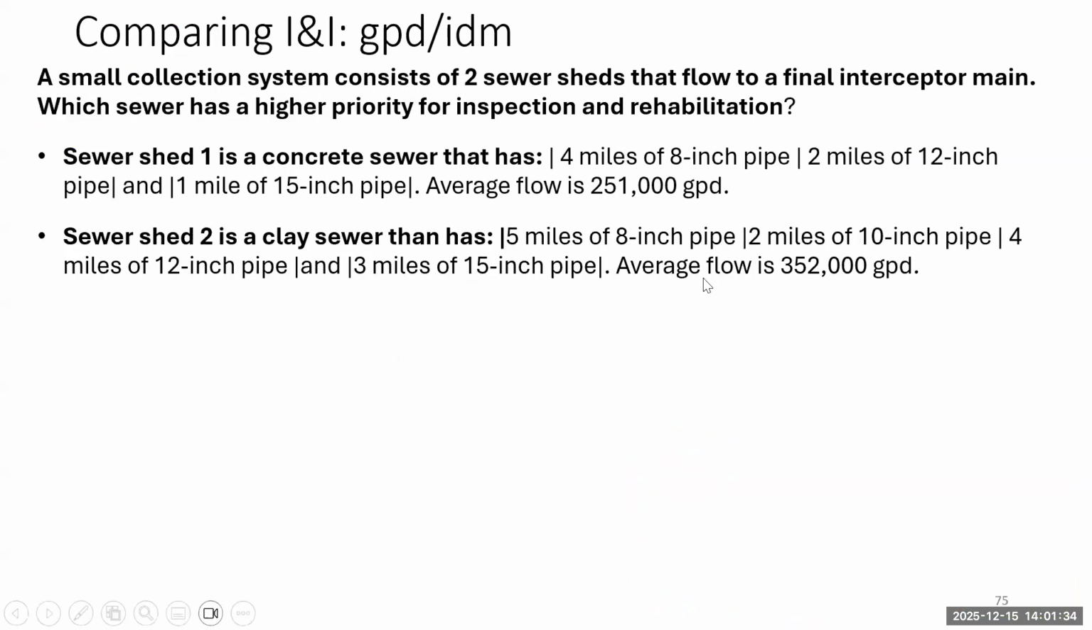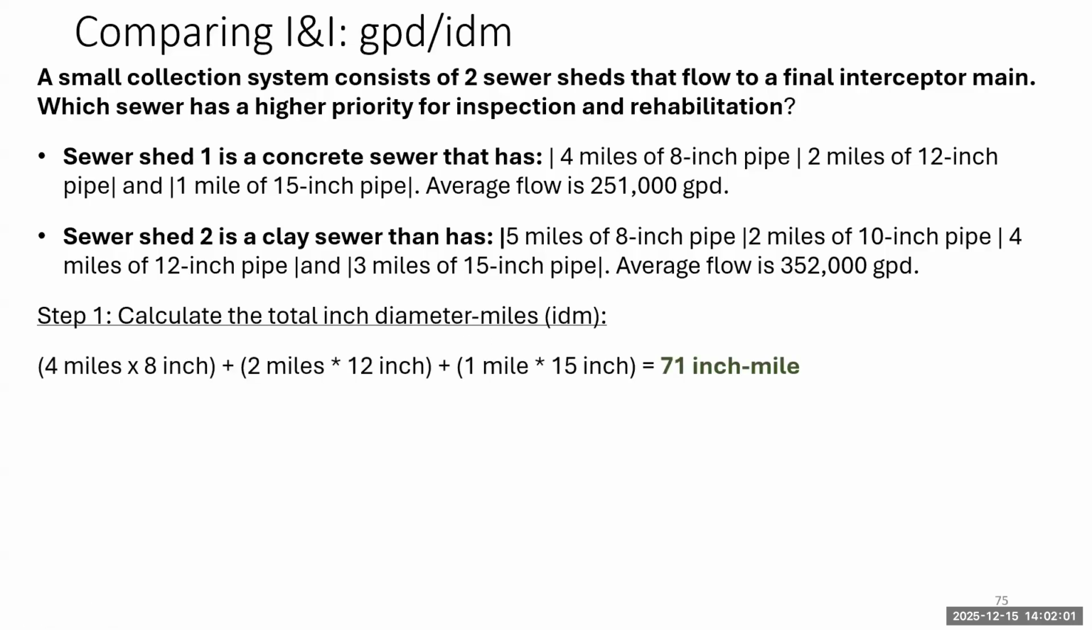And here's our example. We have two sewer sheds, and we're going to compare them. Sewer shed 1, we have 4 miles of 8-inch pipe, 2 miles of 12-inch pipe, and 1 mile of 15-inch pipe, and the average flow is 251,000 gallons per day. And so if we put those numbers in, it would look something like this.